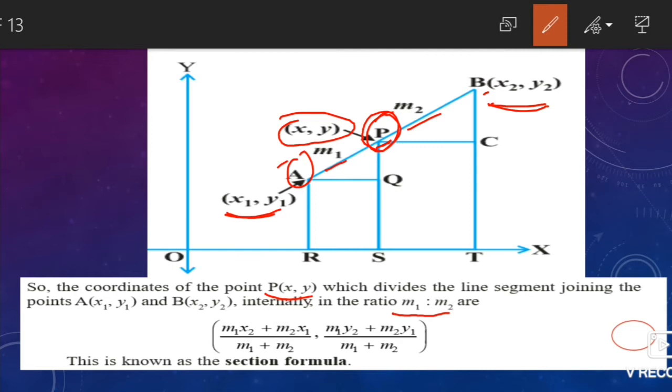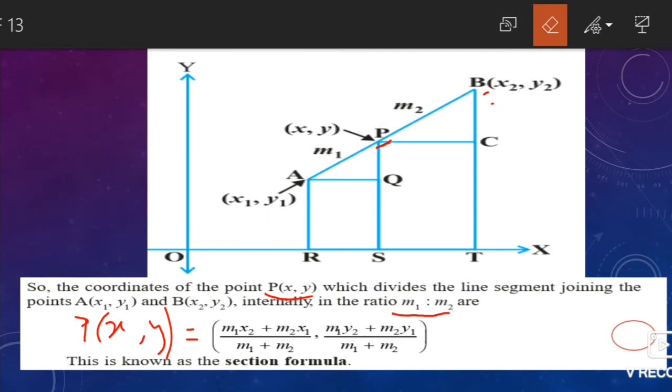Then by the section formula, P, that is (x, y), is equal to, what is the formula? ((m1 x2 + m2 x1) / (m1 + m2), (m1 y2 + m2 y1) / (m1 + m2)).